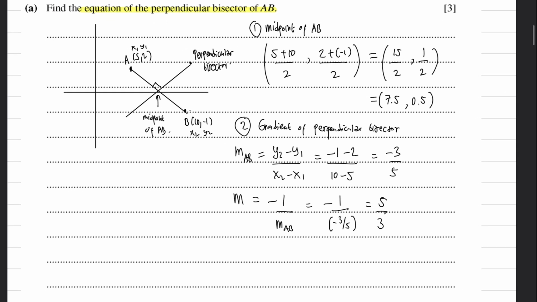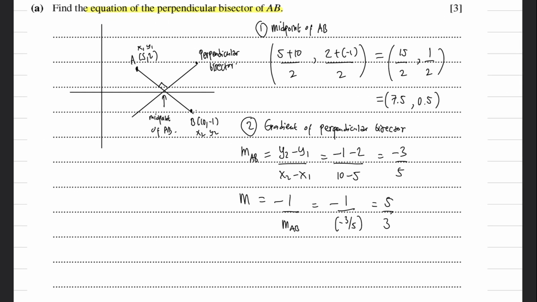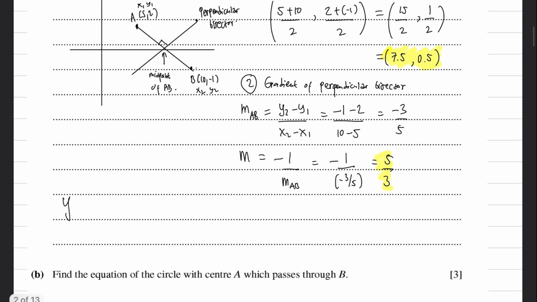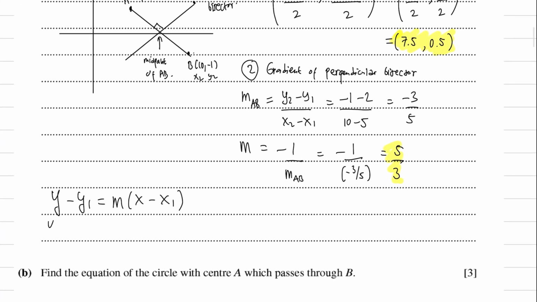So for the equation of the perpendicular bisector, we have the gradient, and we have one point that lies on that line, so we can use the formula y - y1 = m(x - x1). So we will get y - 0.5 = 5/3 (x - 7.5). So this is our answer. You can simplify more, but the mark scheme stops here. It's already correct.